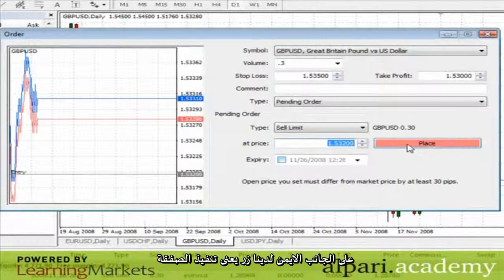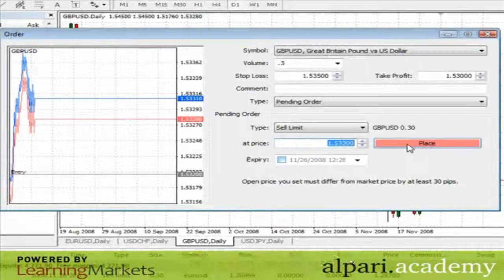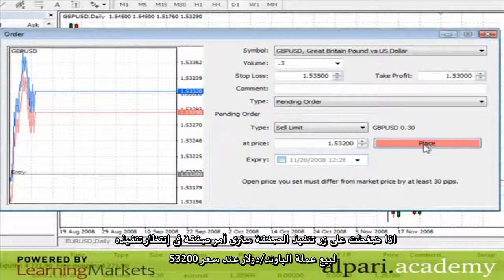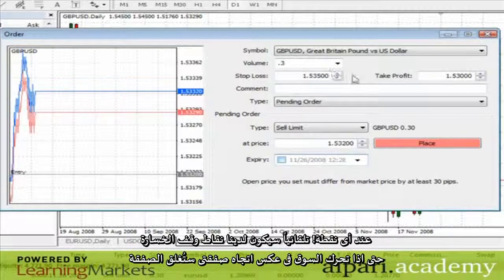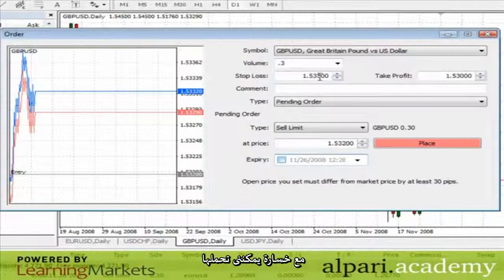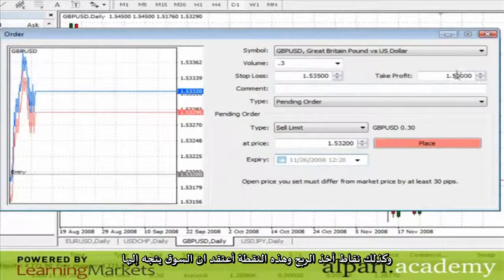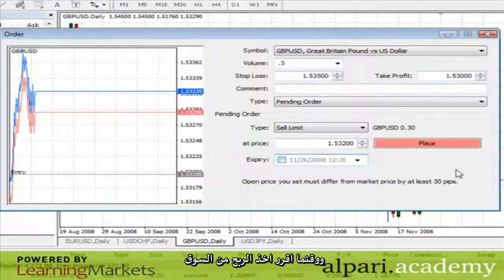Over here on the right hand side I've got a button that says place. If I click that place button, I'm going to have an order that's waiting to be filled to short the pound dollar at 53.20, at which point I'm going to automatically have 2 other orders placed. A stop loss, so that if the market subsequently moves against me, I'll be exited with a loss that I've been able to plan for, as well as a take profit level, the point at which I think the market's probably going to run out of steam and begin to turn around. I want to take my profits off the table.